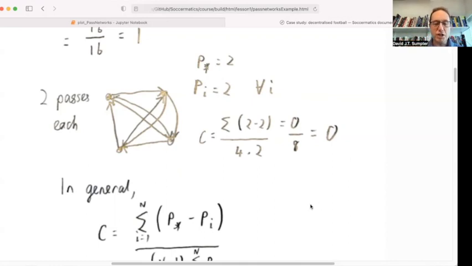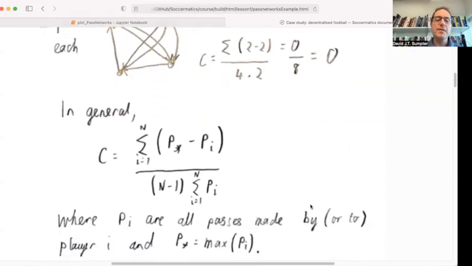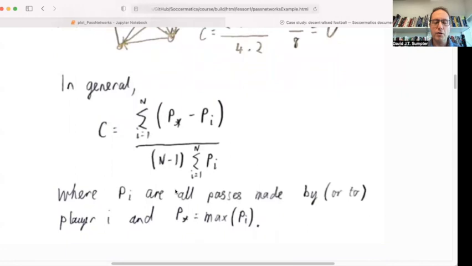And then we come down to the general formula, also the formula that we have at the top of the page here. The general formula is that we sum over all of the n players in the team. The P star is the one who gets the most passes. Then we take minus P i for each of the individuals who has the passes. We multiply by the number of players involved in the game minus one, and then we divide by the total number of passes in the game as a whole. And that gives us this number between zero and one for centralization.